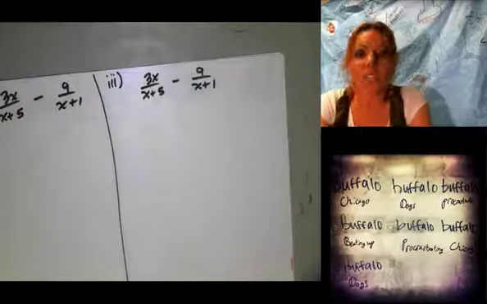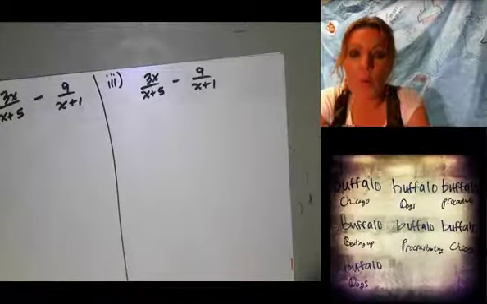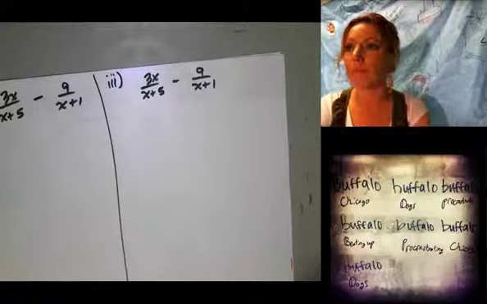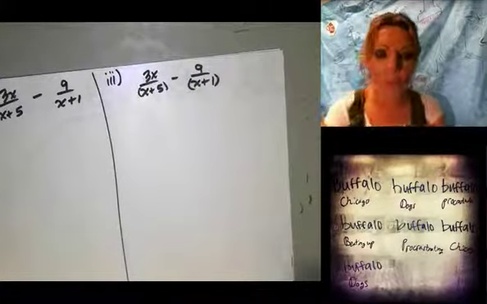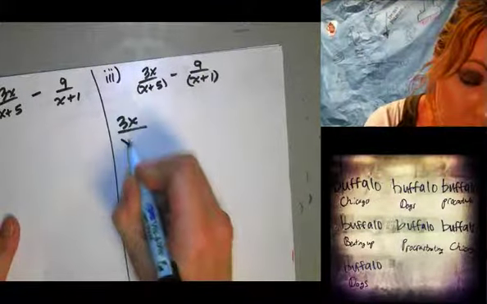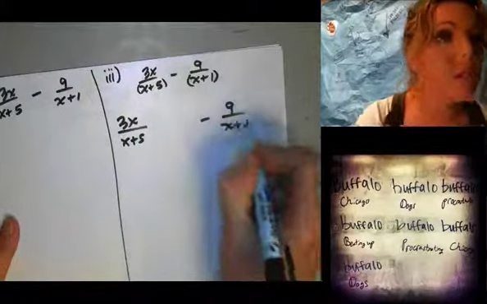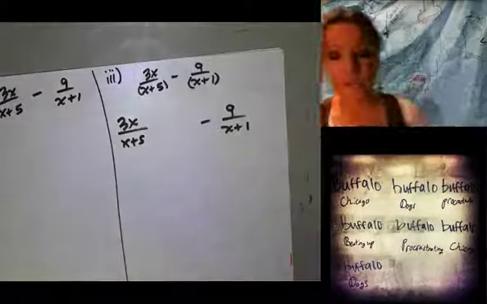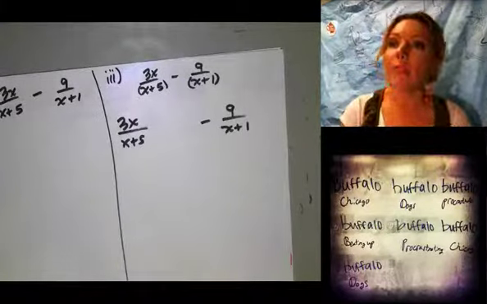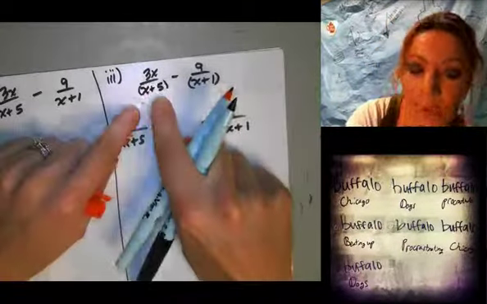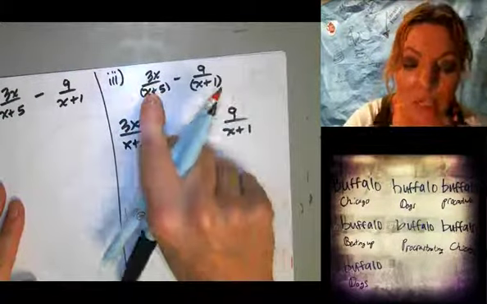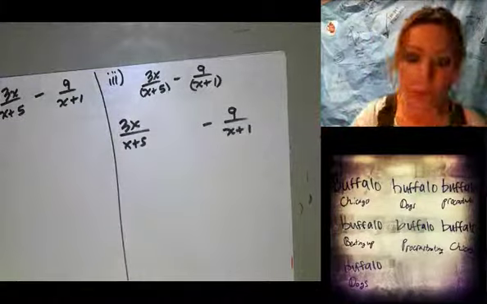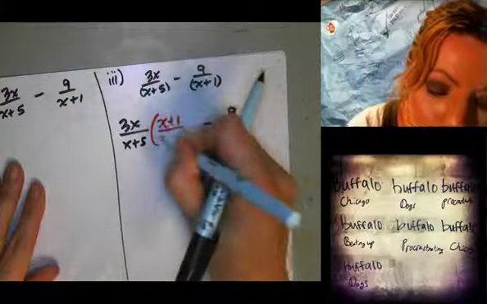Okay. 3x over x plus 5 minus 9 over x plus 1. One denominator is x plus 5. The other one is x plus 1. Do you want me to just walk you through this? Yes. All right. Again, you have to look at these as units. This unit is x plus 5 and this unit is x plus 1, so the common denominator is x plus 5 and x plus 1 multiplied by each other. So this is getting multiplied by x plus 1 over x plus 1.